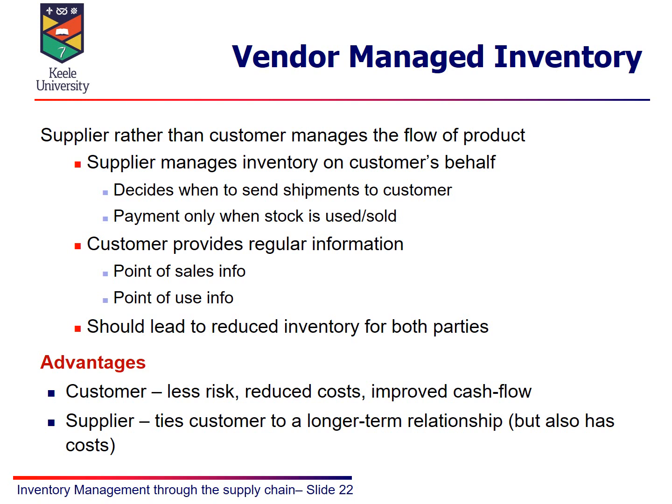So the supplier sort of issues the material, but of course you need to have lots of information sharing, as I've said before, that the customer has to provide information on points of sales, on demand, on points of use, and so on. The argument for vendor managed inventory is that it leads to reduced inventory for both parties, therefore lowering costs on the basic model that we looked at before, economic order quantity. The advantages are the customer has less risk, reduced cost, improved cash flow, because that's really what we're looking at here. For the supplier, you might say, well, wait a minute, they have all the costs put on them.